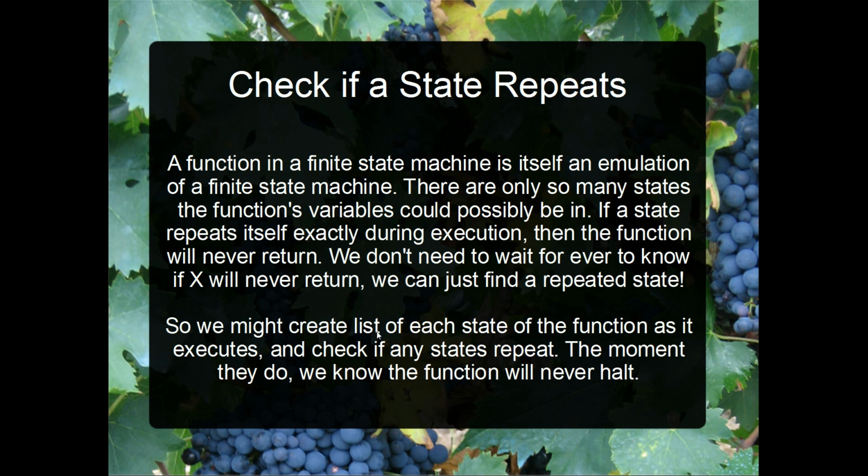So I think what we should do is create a list of states. I'll call it state list. It'll start empty, but as we execute X, we want to check against this state list if X has been to that state before.